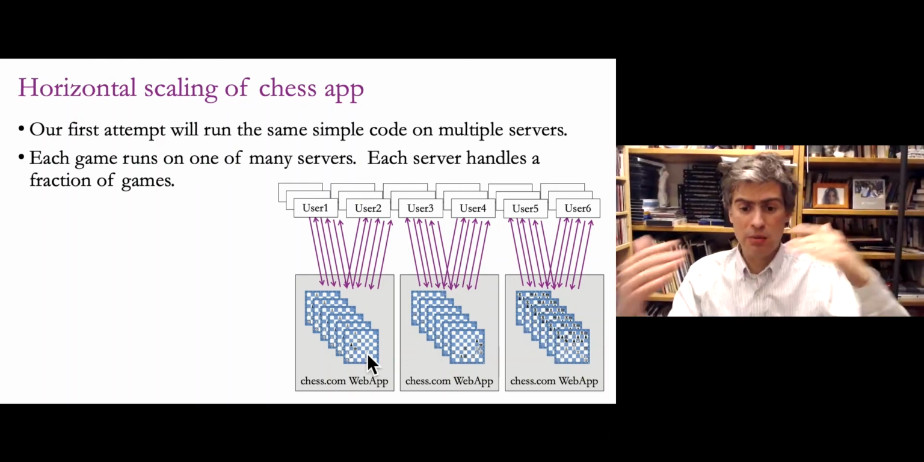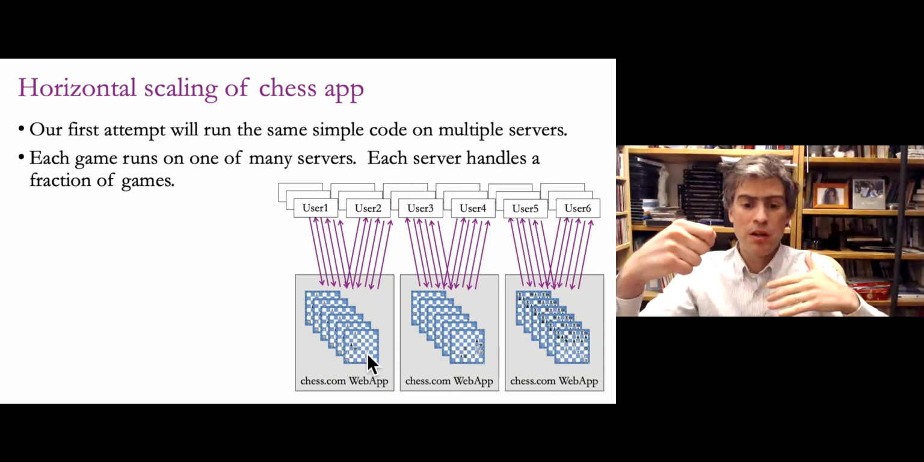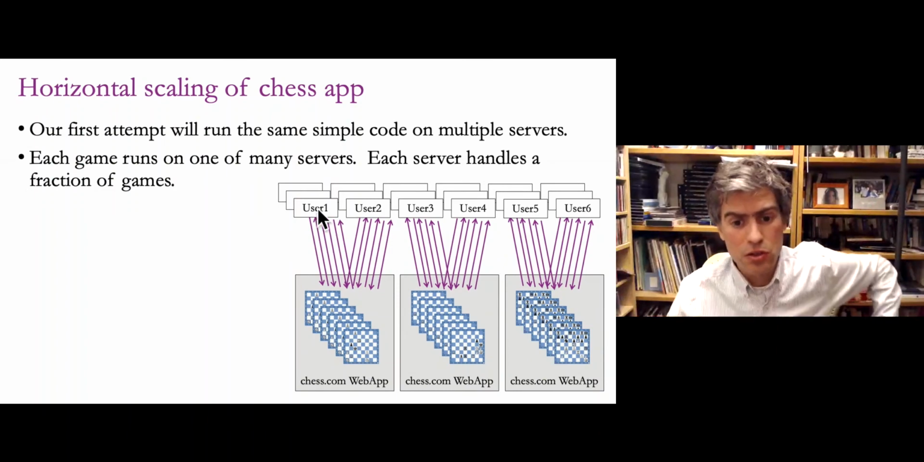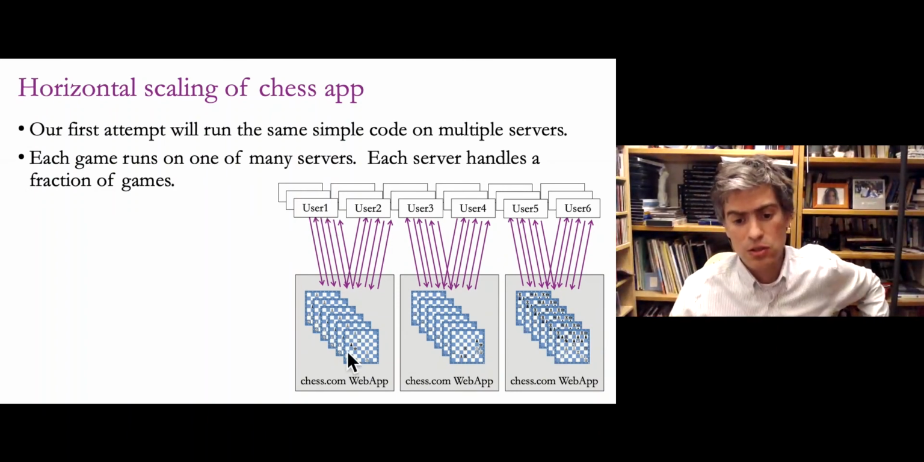You'll see the beginning of the game where no one has moved yet. You'll make your move, and once you make your move, that move will be stored on the server that you were talking to. So if you're user 1, you're talking to this first server, and your game information will be stored here. If you want to continue playing that game, you have to keep talking to that server, because the location where that game information is stored is in the memory of this server.